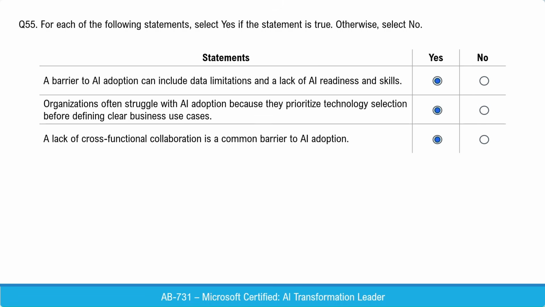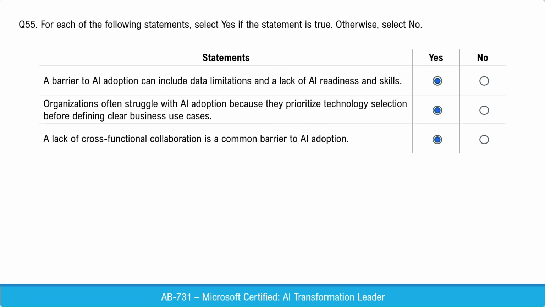And the correct answers are yes to all. All three statements are correct. Let's understand why. The first statement says a barrier to AI adoption can include data limitations and a lack of AI readiness and skills. Well, that is correct. One of the biggest barriers to AI adoption is data. If data is incomplete, of poor quality, or not properly governed, AI models will not perform well. In addition, organizations often lack the necessary skills and readiness to implement AI solutions effectively.